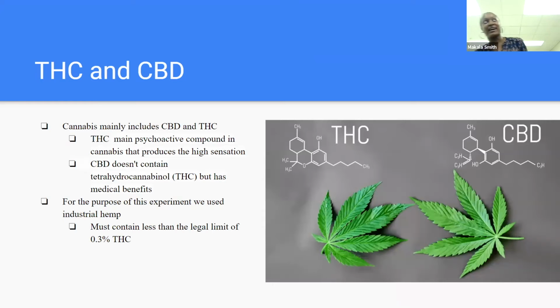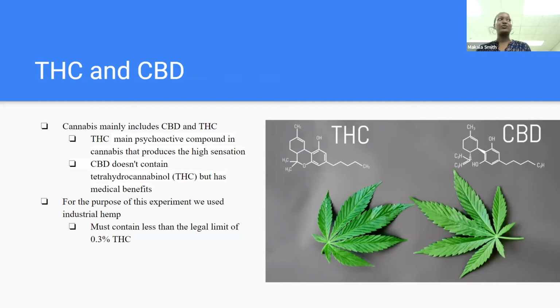So hemp is still cannabis. So with hemp, there comes THC and CBD. THC is the main psychoactive compound that produces the high sensation, while CBD does not contain that at all, but has the medical benefits. CBD also includes other cannabinoids that have healing properties for the medical benefits, but as I said, it does not include that high sensation that THC will give.